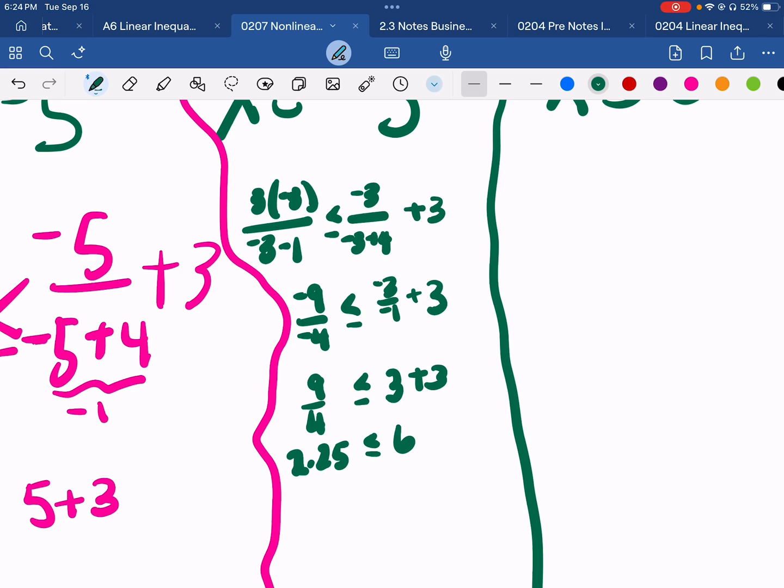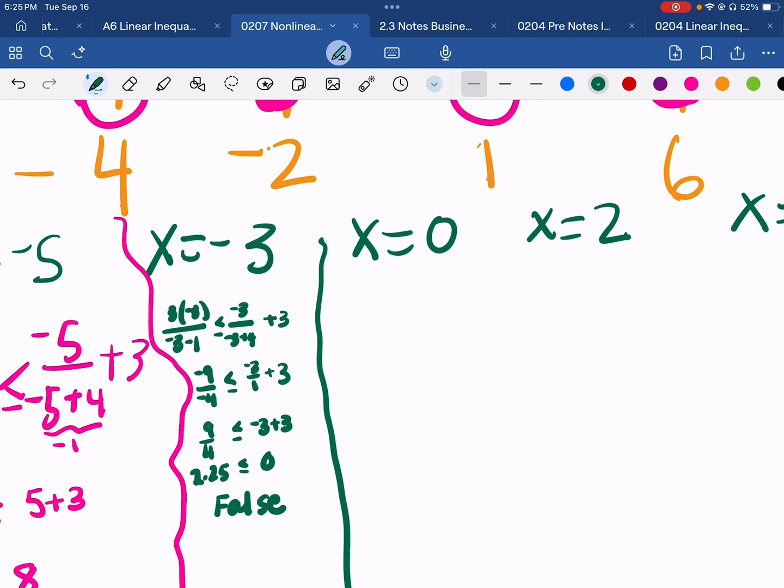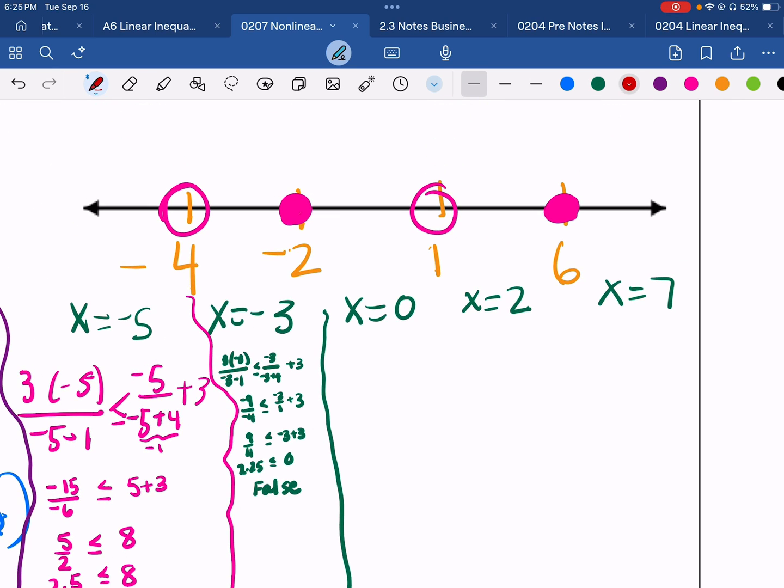Hold, please. Negative 3 plus 4 is positive 1. That gives me negative 3 plus 3, which is 0. Is 2.25 less than or equal to 0? That's still false. X equals 0. Oh, yay, 0. Let's plug in 0.